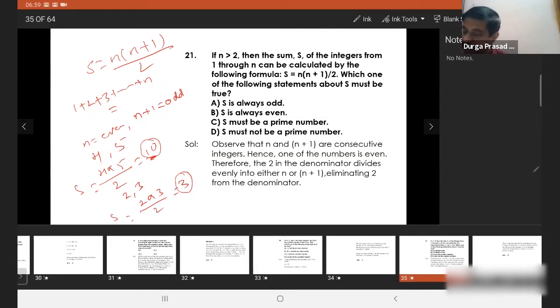Also, sorry, children, here we are not noticing this: n is greater than 2. So n is greater than 2, this cannot be taken. If you take greater than 2, then definitely S must not be a prime number. So therefore, option D satisfies. This point we did not notice. In mathematics, any statement given should be considered and we should proceed accordingly. We have taken examples as 2 and 3, so this point should be considered.